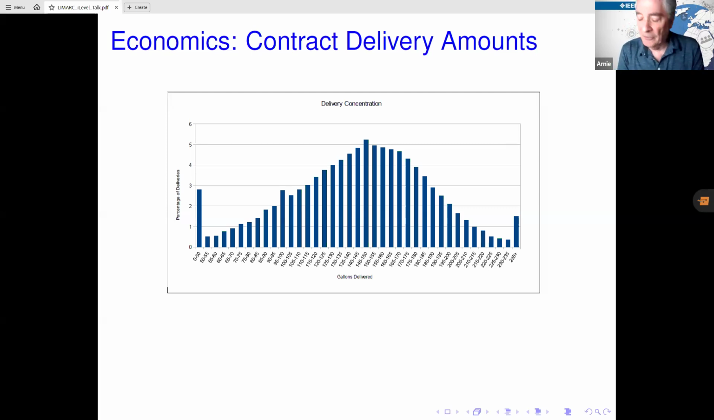But the rule of thumb in this industry is that if you're delivering under 150 gallons, you're not making any money. You're in fact losing money. Each delivery by a delivery service costs between $100 to $150.